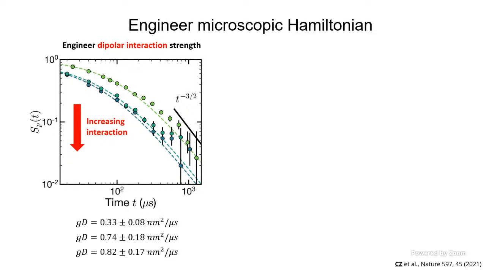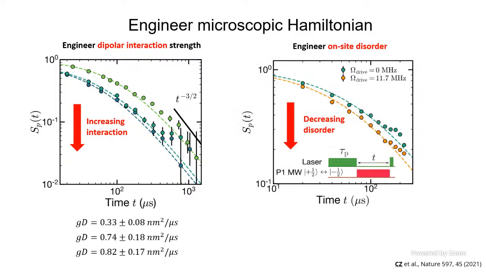And we can also drive some of the bad spins away. So we have a way to tune the on-site disorder of the system. And we can also see that by decreasing the disorder of the system, we have an increase in the diffusion coefficient. So I think that's the story of this long-range emergent hydrodynamics. Yes.